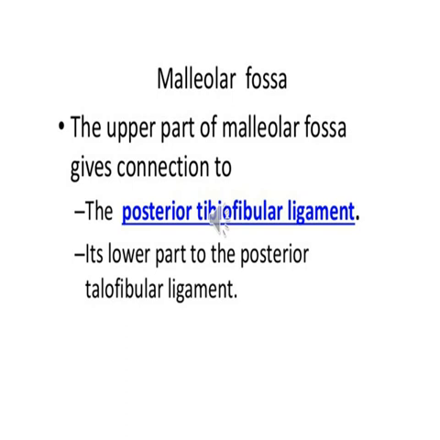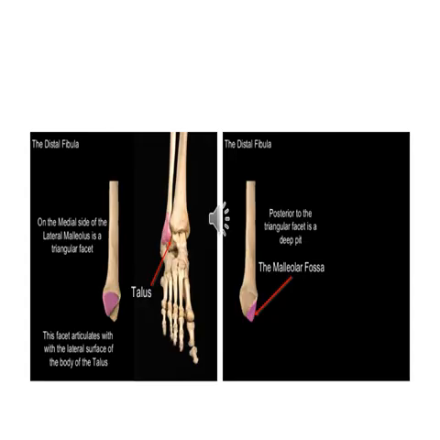The upper part of this malleolar fossa gives connection to the posterior tibiofibular ligament, and the lower part of the malleolar fossa provides attachment to the talofibular ligament. So this is how your ankle joint is formed.